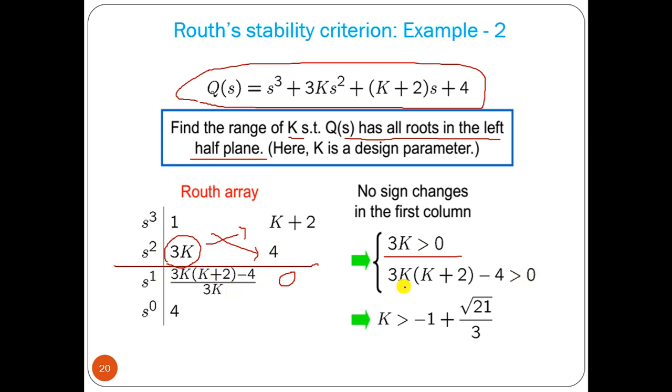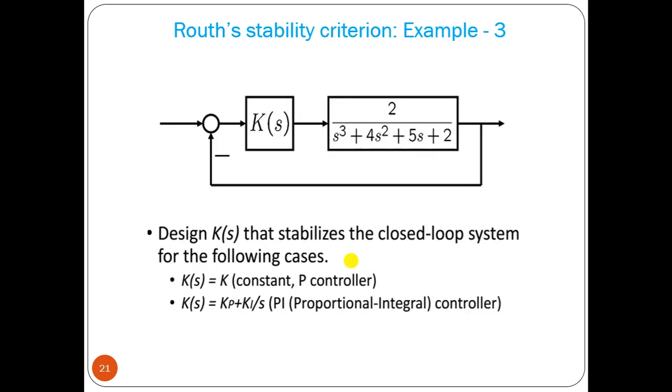Okay, so we have a term k square, so we can find out the value of k. K should be greater than 0 and less than this particular value, that should be the range. This is a very simple problem. Now let us see another problem: design the value of k such that it stabilizes the closed loop system.